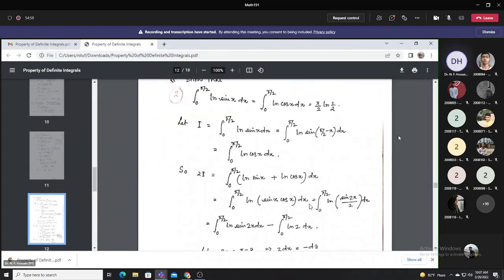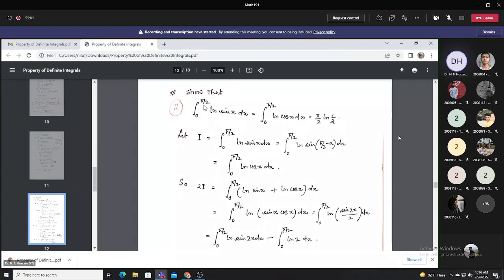Now this will show that the integration 0 to pi by 2 ln of sin x dx equals the integration 0 to pi by 2 ln of cos x dx. Both the integrals are the same, and the result is pi by 2 ln of half. So at first, use property number 4. Write pi by 2 minus x in place of x.